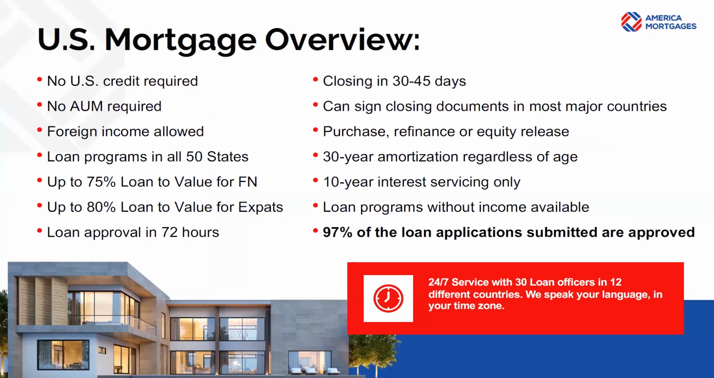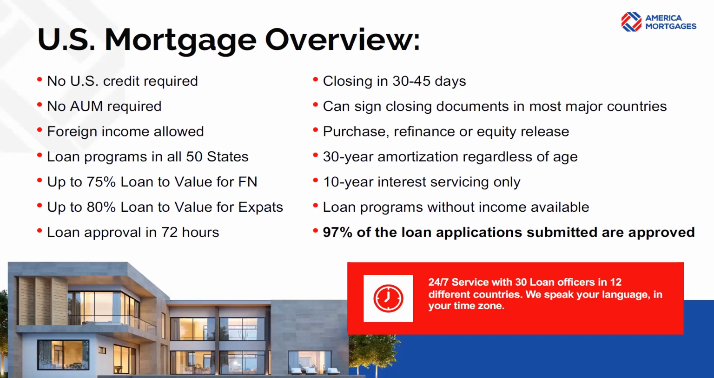You can keep your hard-earned money where it is, where you are. Foreign income is allowed. Loans and programs in all 50 states. Some other pieces to really consider and focus on. So you're Canadian, you're considered a foreign national. So that means that you can purchase up to 75% loan to value or 25% down payment.